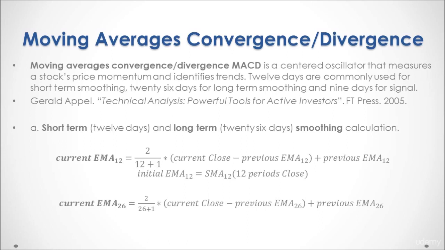For our long-term smoothing, we have our current EMA of 26 days, which is equal to 2 divided by 26 plus 1, multiplied by the current close price minus the previous EMA of 26 days, and this result plus the previous EMA of 26 days. For our initial EMA of 26 days, it is equal to a 26-day simple moving average of those 26 periods of close prices.